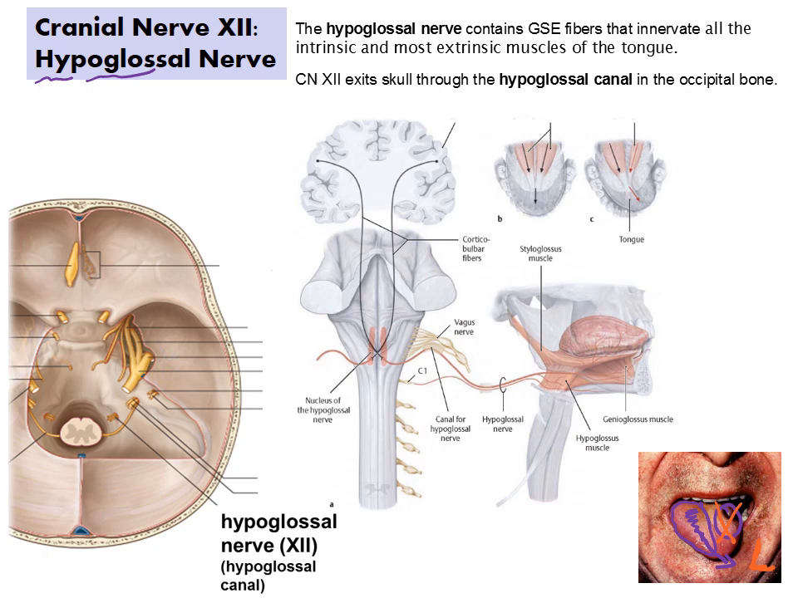And just as a review, we have nerves 7 and 8 exiting out here through the internal acoustic meatus, 9, 10, 11 exiting out here through the jugular foramen, and more inferior down towards the foramen magnum is the hypoglossal canal for cranial nerve number 12.